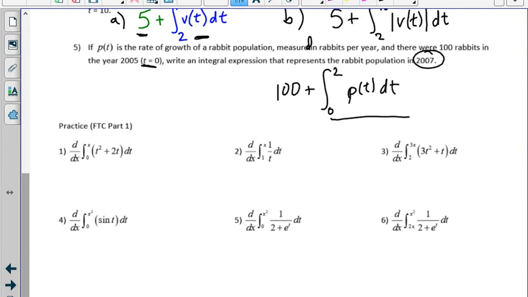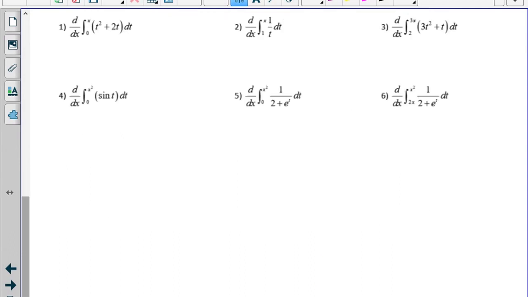Practice for the fundamental theorem of calculus part 1. Just going to crank these out and see how we do. Derivative of the integral is the original function with a chain rule, but we don't have a chain rule in number 1, so it's just x squared plus 2x. Well, we technically do have the chain rule, but derivative of x is 1. Same thing in number 2, so this is 1 over x.